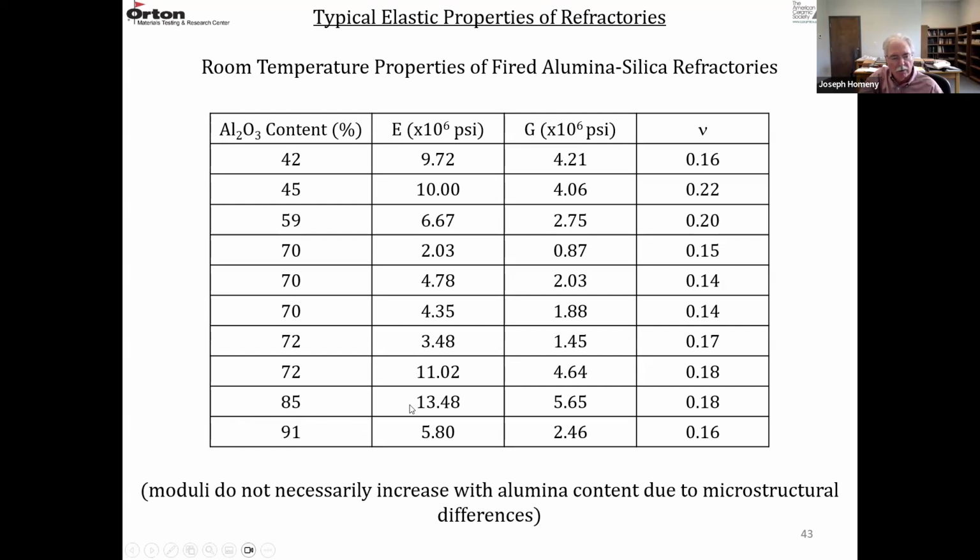Here's that 85% alumina refractory at about 13 million PSI. And here's a 70% alumina refractory with microcracking at 2 million PSI. Normally, if the microstructural features were the same, E and G would increase with alumina content, but because of the porosity levels and microcracking differences, there's no trend here.